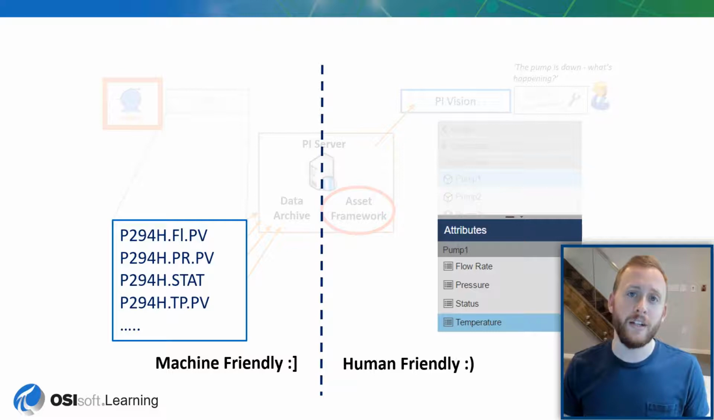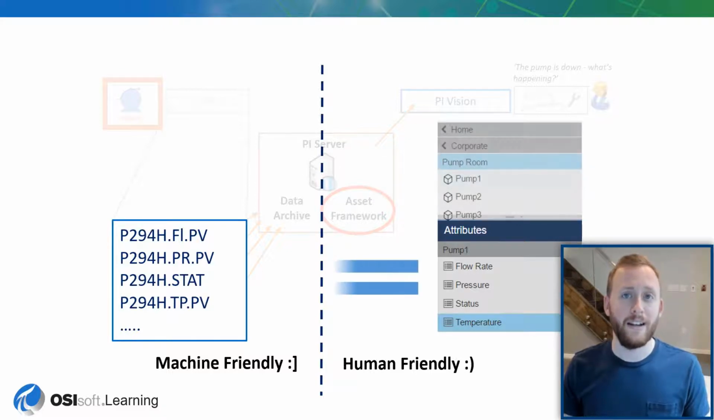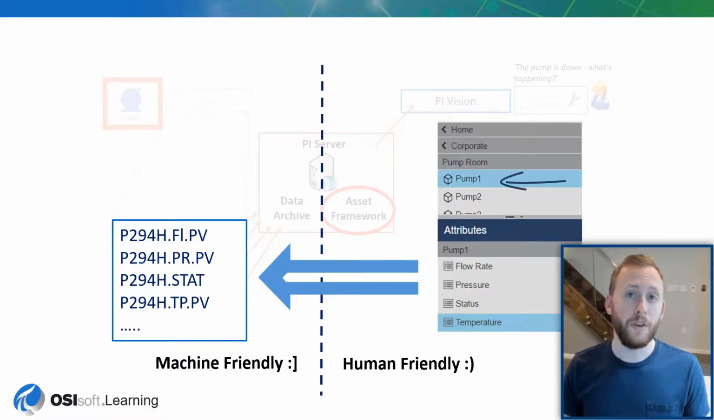Looking at the whole picture, I can see that my attributes on the right line up exactly to my PI points on the left. My maintenance engineer doesn't need to know how the data is structured other than looking for the specific pump through a very easy to use tree hierarchy and selecting the attribute with a very easy name that he knows what to do with.